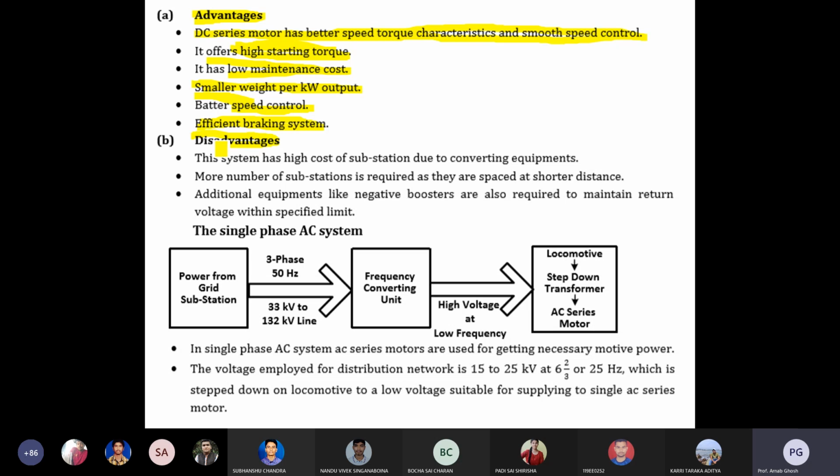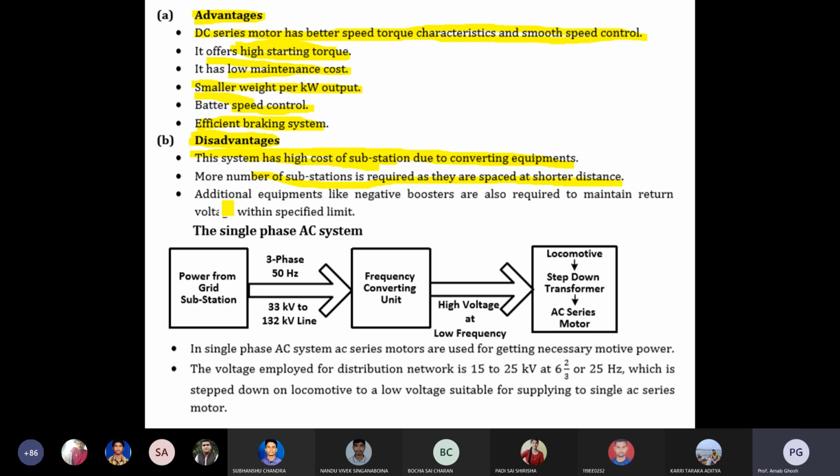What are the disadvantages? Disadvantages are also there. This system has high cost of substation due to converting equipment. High cost, because of multiple stage conversions, where you are using different types of power converters. So definitely due to conversions, energy losses will be there. More number of substations are required as the spacing is a shorter distance. More substations means more cost. Installation cost is more, and side by side you have to provide the booster transformer, or boosting transformer, for maintaining the voltage profile fixed.